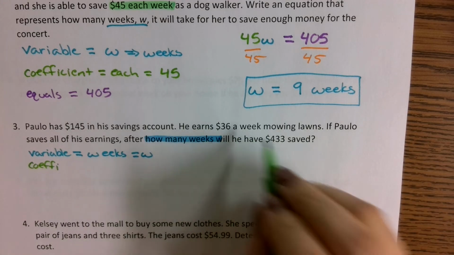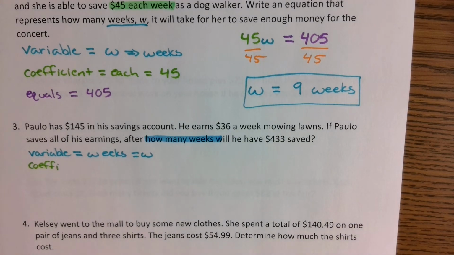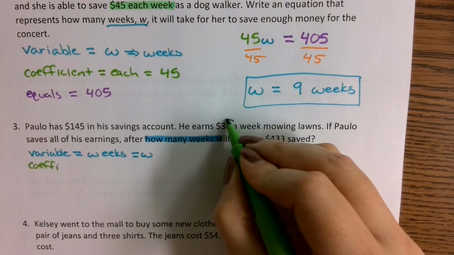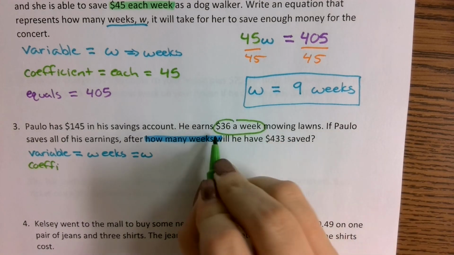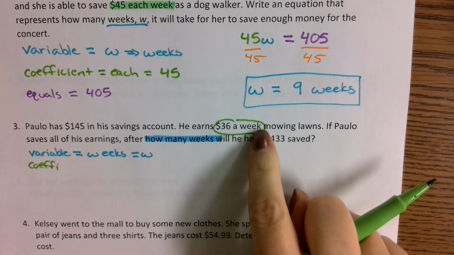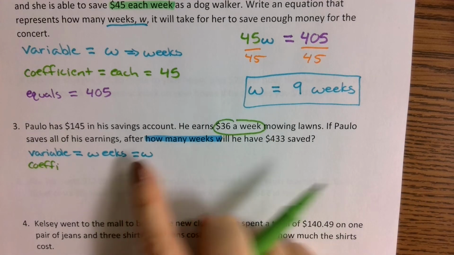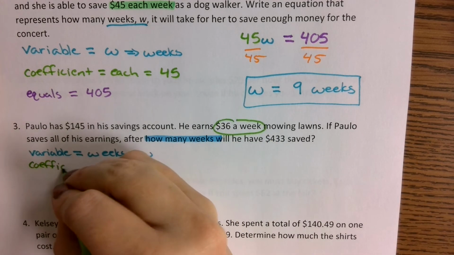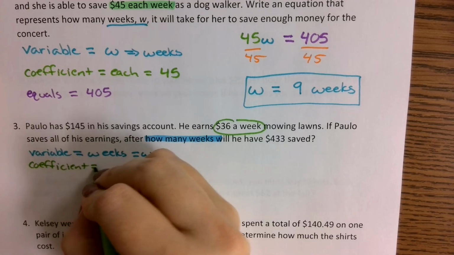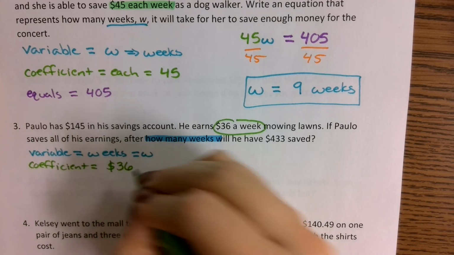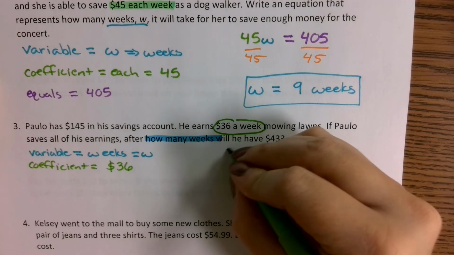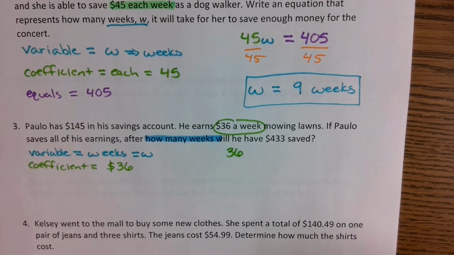That word "a," you've got to manipulate it a little bit. You've got to look and go, well, could I say 36 each? 36 per? 36 every? Yes. This is a term that you could do. So $36 a week is attached to my variable. My variable is weeks. So there's my coefficient. It's 36. So when I write my problem, I'm going to have 36W. I know that part.